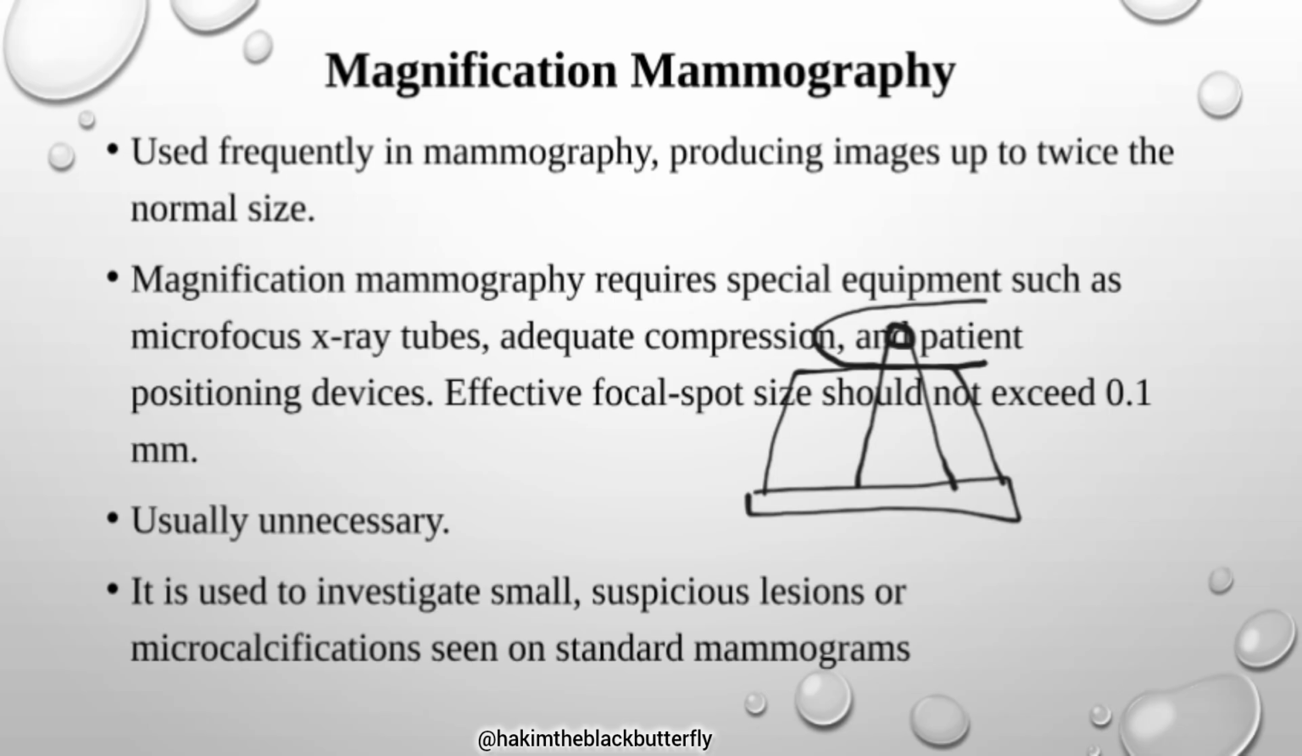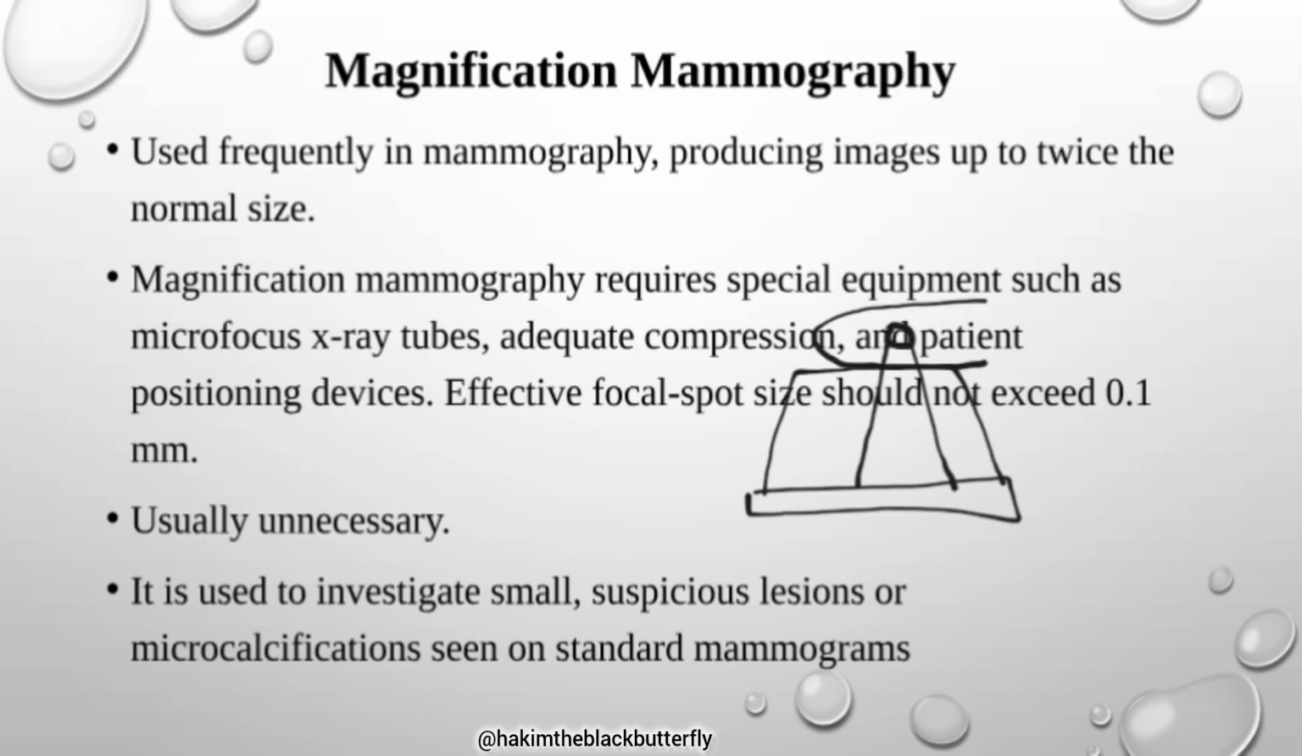Okay, thank you so much. While talking about magnification mammography, you said that a support is needed on which the breast is put, on top of the breast support, so that it is removed from direct contact with the image receptor. So my question is, what's the essence of removing the breast from direct contact with the image receptor?